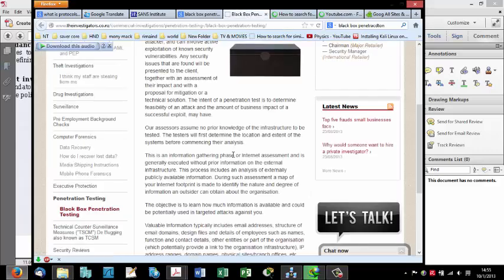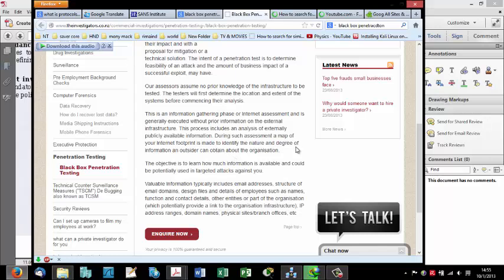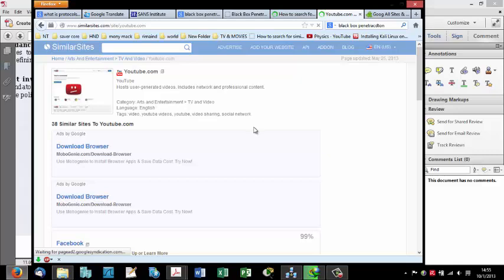So the testing team does not know anything about the target apart from what should be attacked. That's what a black box test brief is. So this is information gathering phase or assessment evaluation.